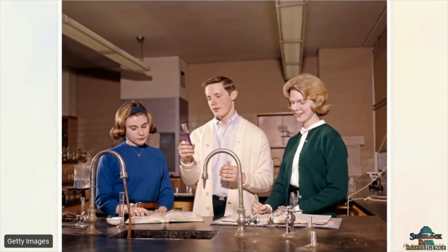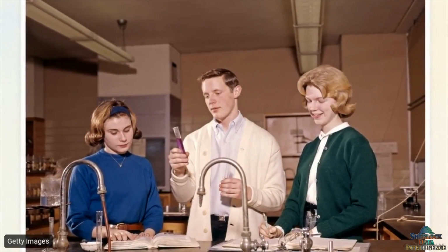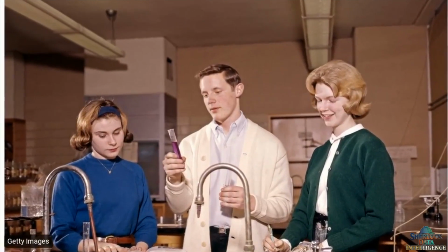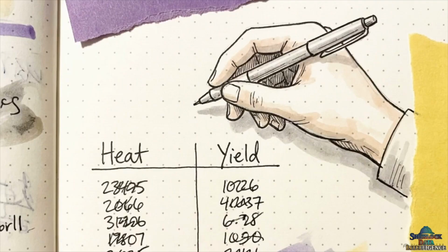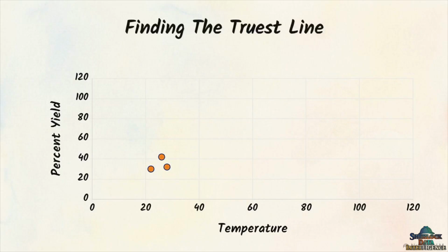Chemistry students run an experiment to measure how temperature affects their final chemical yield, and they gather pairs of physical data. They record the heat of the room, and they record the exact amount of product they get at the end. As humans collect this information, our brains naturally try to connect the dots.